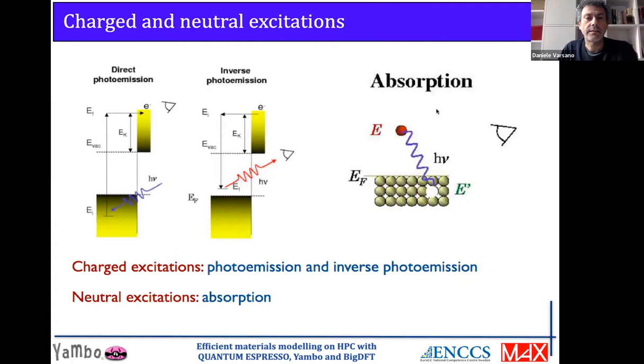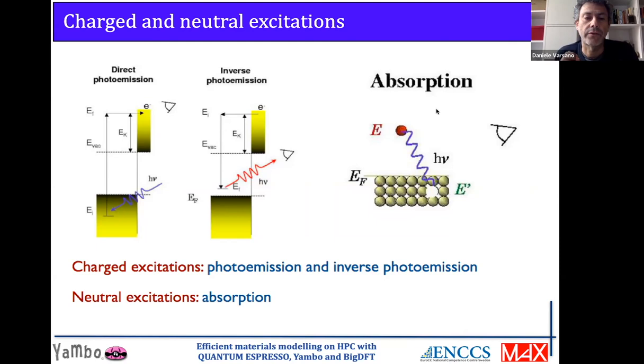So the first definition I want to give is to distinguish between what are called, in the jargon, the charged excitation, with respect to neutral excitation. With charged excitation, we mean essentially a photoemission experiment. We have light and an electron ejected from the system. So this is a direct photoemission, and this is a way we have to investigate the electronic structure of a material. Inverse photoemission is the inverse. Let's say it's an electron coming to the system. So the electron enters our system, and a photon is emitted.